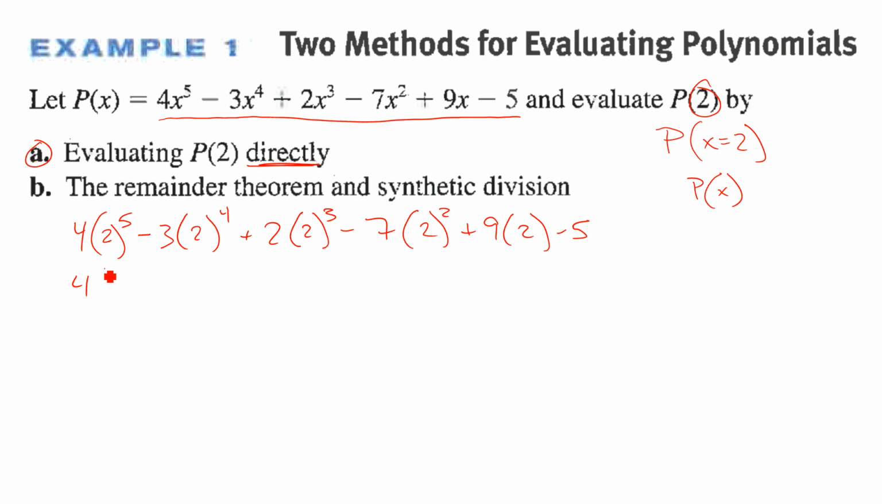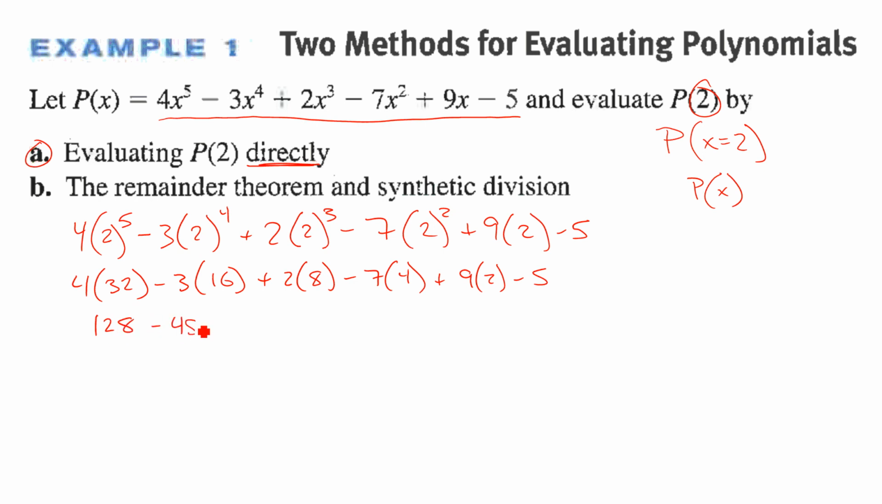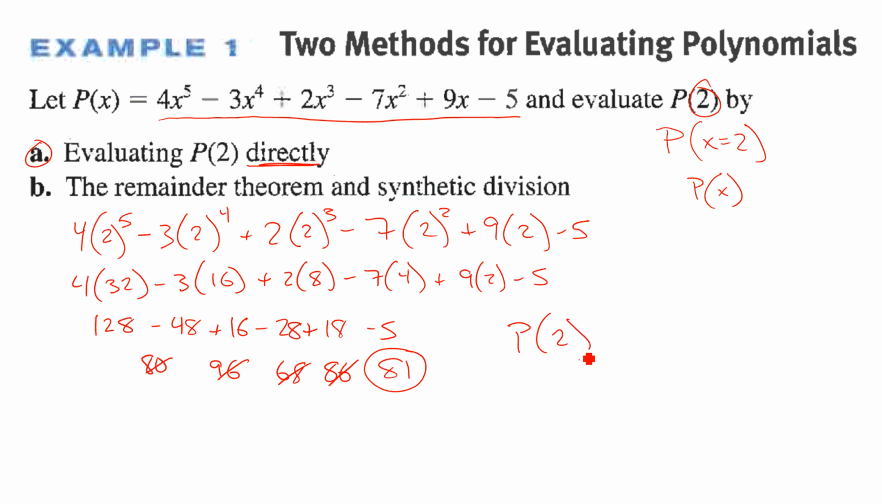And so what do we get here? We're going to have 4 times 2 to the fifth is 32, minus 3 times 16, plus 2 times 8, minus 7 times 4, plus 9 times 2, minus 5. And so 4 times 32 is 128, minus 48, plus 16, minus 28, plus 18, minus 5. So 128 minus 48 is going to be 80, plus 16 is 96. Minus 28 would be 68. Plus 18 would be 86. Minus 5 would be 81. All right, so P of 2 is 81.